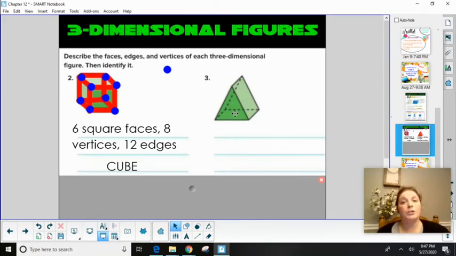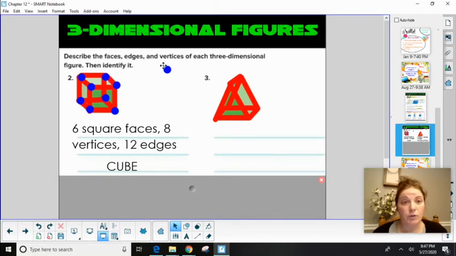Now let's count our edges. I'm going to start with the front triangle and go over those edges. 1, 2, 3. Now let's do the back triangle. 4, 5, 6. And now let's do the connecting pieces. 7, 8, 9. Okay, those connecting pieces are part of the rectangles. So I have 9 edges.